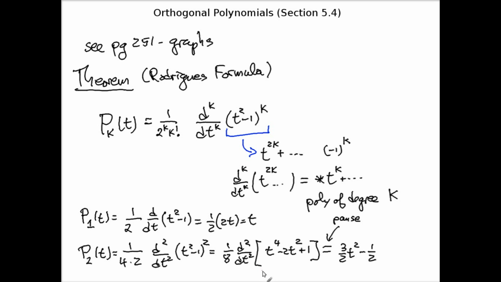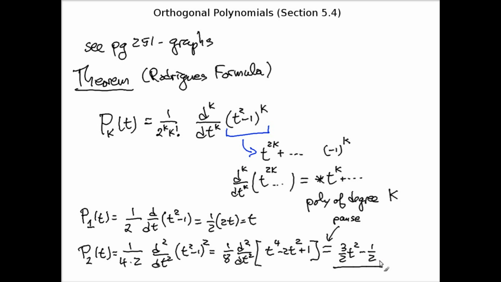Notice, by the way, looking at this example, you can see when you expand t squared minus 1, you get a polynomial in t squared. So all of these terms have the same parity. The degrees are all even, and you're taking two derivatives, so at the end, the terms all have even degree. And anyway, calculate that. That's what you get.